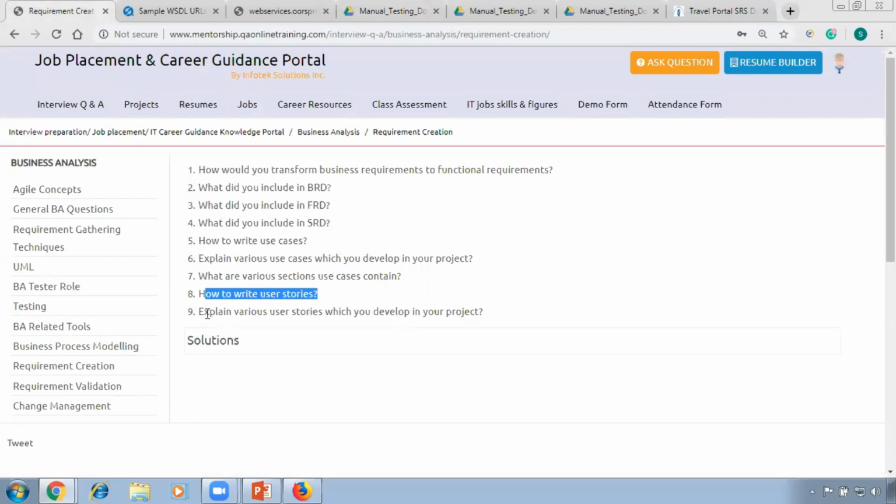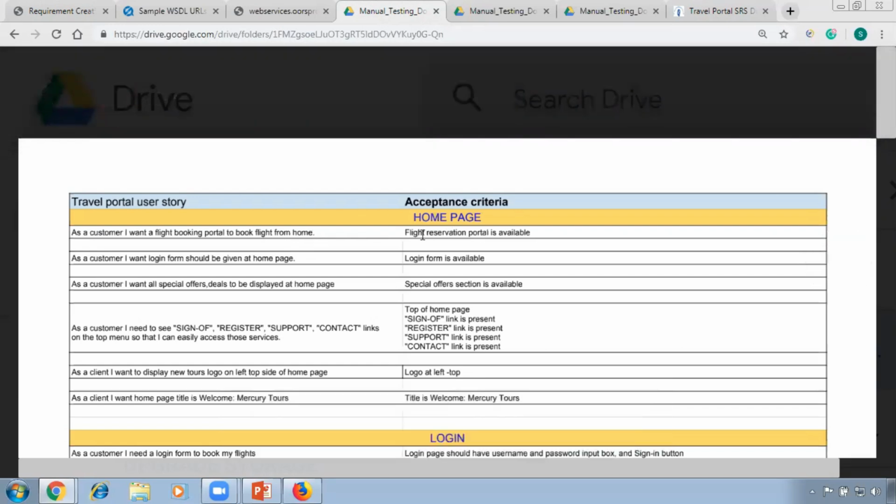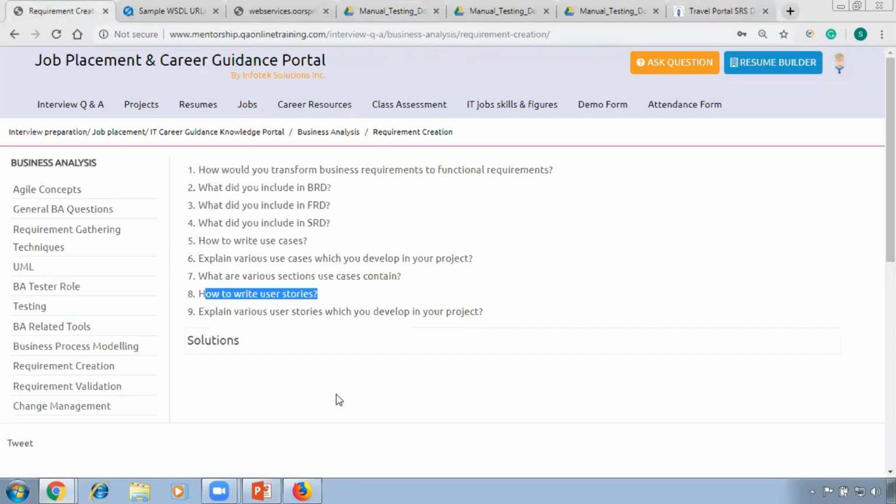Explain various user stories which you developed in your project. You can take a reference to this diagram, which is uploaded on our training portal. It says, as a customer, I want a flight booking portal to book flights from home. So the acceptance criteria is the portal should be available. I want a login form, then the login form should be there. So all these questions can be asked from this section.